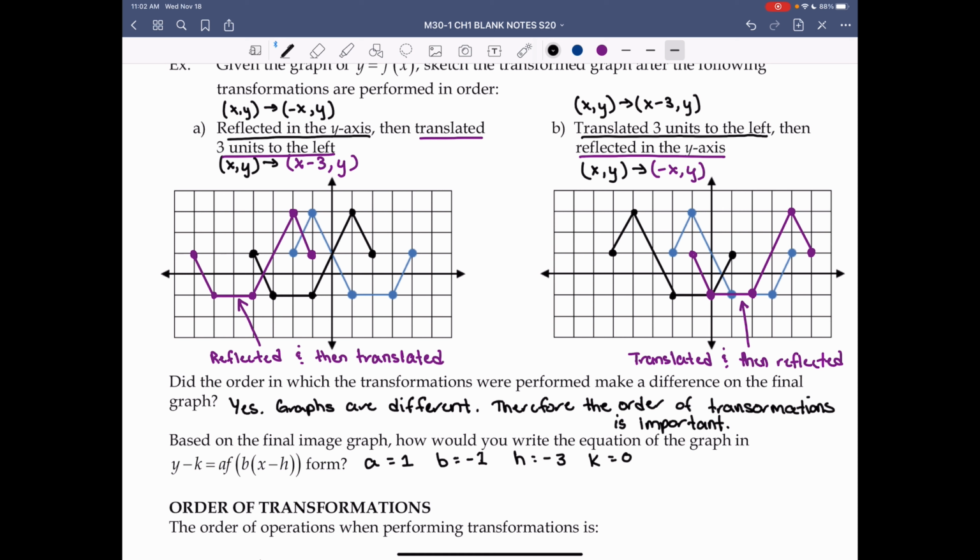And our function becomes y minus k, which is 0, so just y, equals a, which is 1, don't need to write that, f bracket, b is negative 1, I can just put a negative, and then x minus negative h would be x plus h, close bracket, and there's our function.